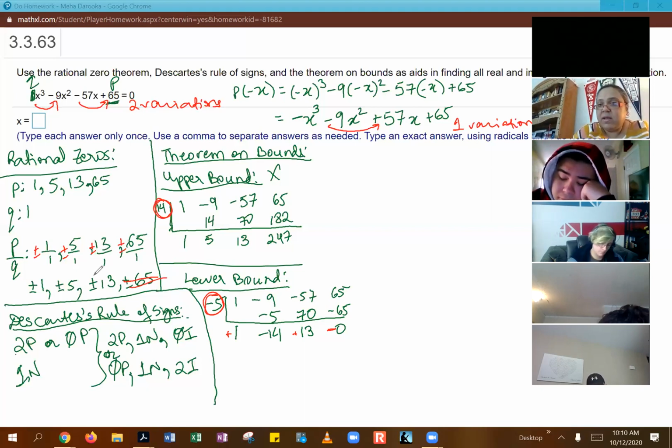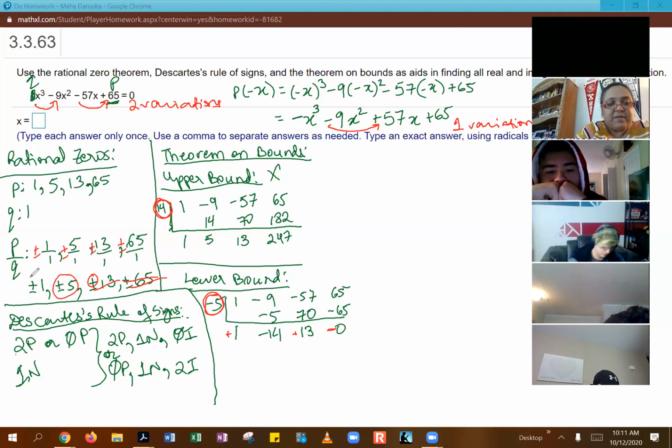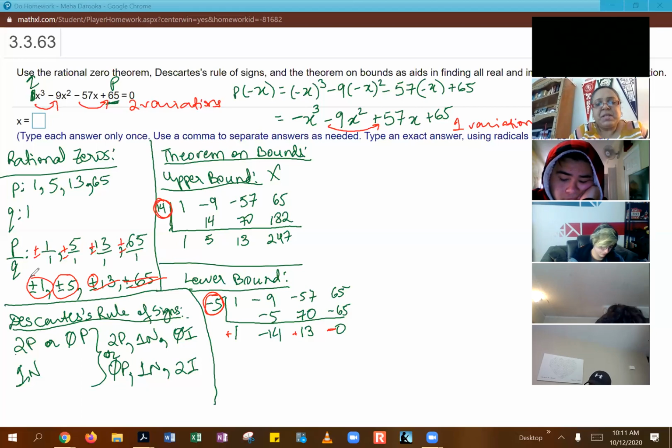Which actually means you can now remove -65 from our rational zero theorem, and actually you can also remove -13. So you will have positive 13 left behind, plus or minus 5, plus or minus 1. So you can see how we were able to get rid of 3 of those numbers out of the 8. We've got 5 numbers to check from, and then we know we should have either 2 positive solutions or 1 negative solution.